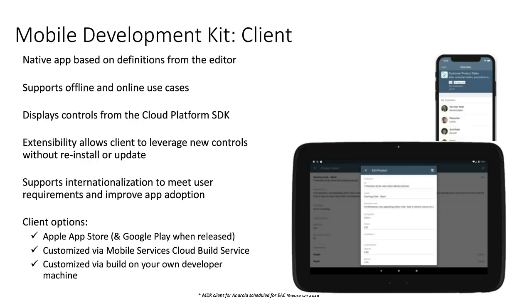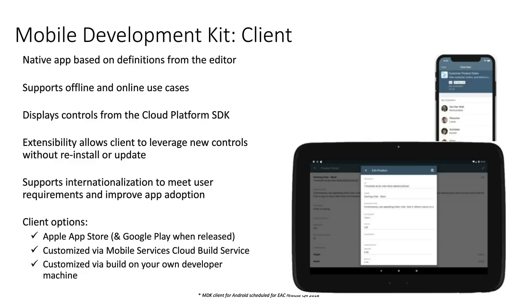And then there are 3 ways that you can get the Mobile Development Kit client. You can download the mobile services client from the Apple App Store. This is the quickest way to get started. You onboard via an email or a QR code, and it points to the app that you configured in mobile services. And this is what Scott's going to be using today. You can also build a client using the Cloud Build service. And here you can make a custom client.